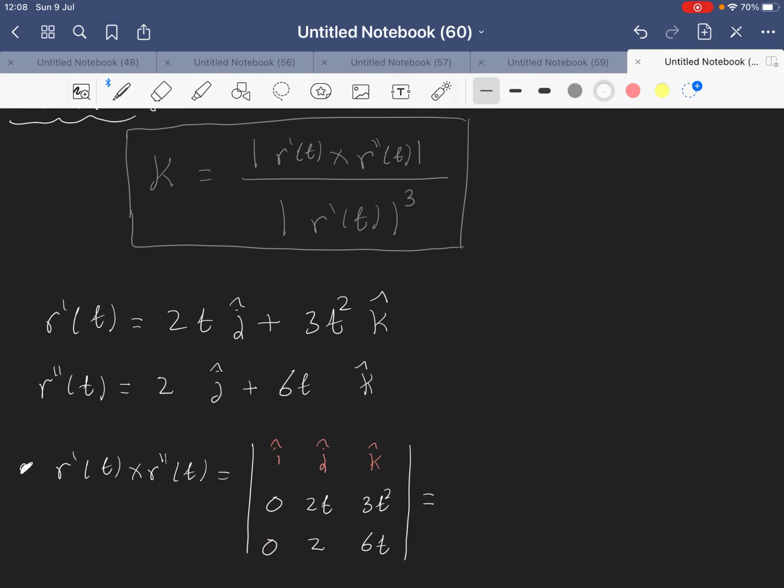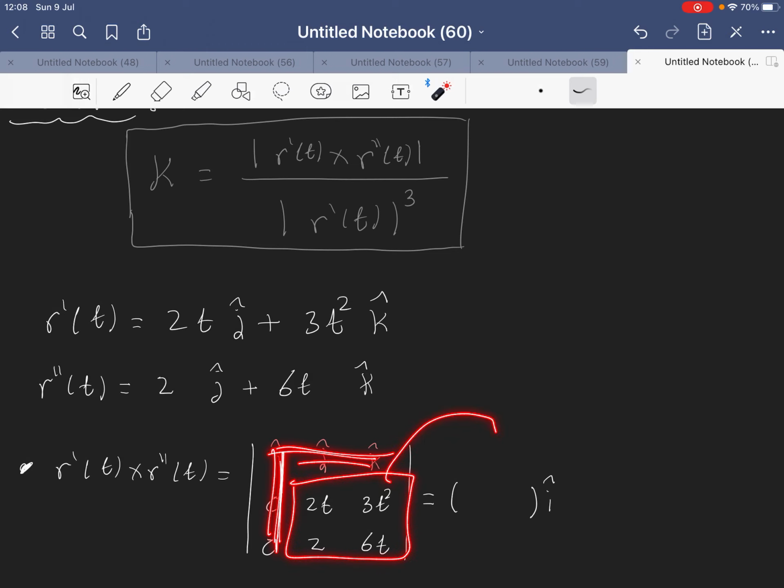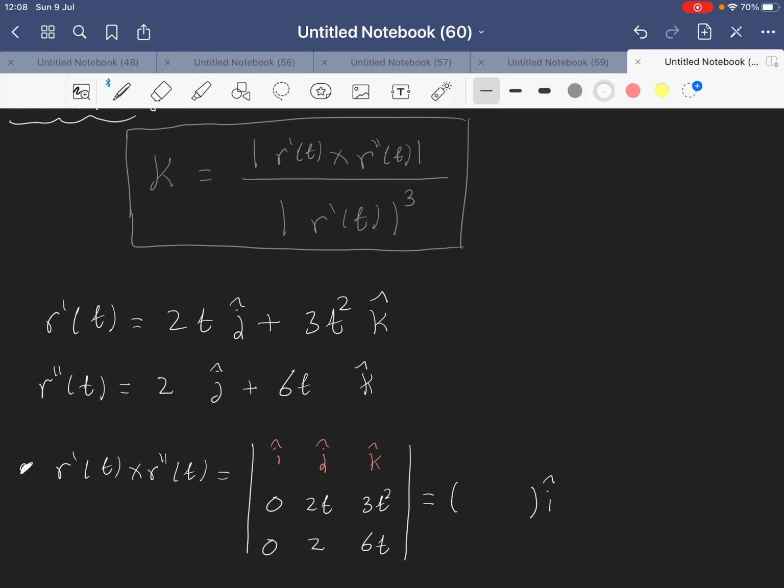So the first one will be something in i. And what is in i? We cancel the row of i, the column of i, and whatever remains, we find the determinant. The determinant of this one is just a times d minus b times c. So if we do it, it will be 12t squared minus 6t squared, minus, and then the coefficient for j, plus the coefficient for k.